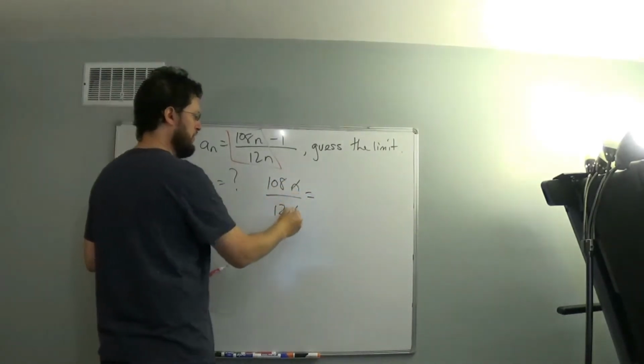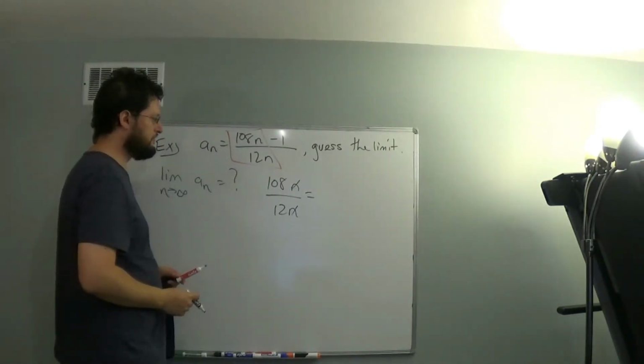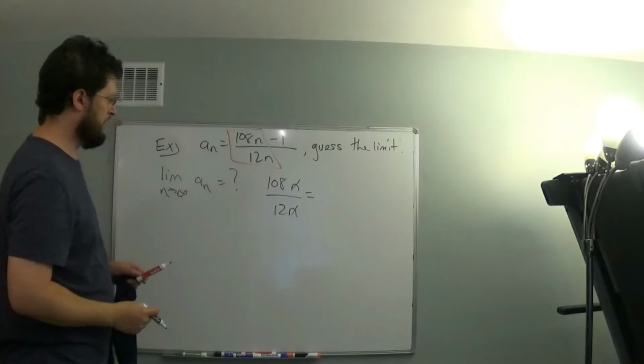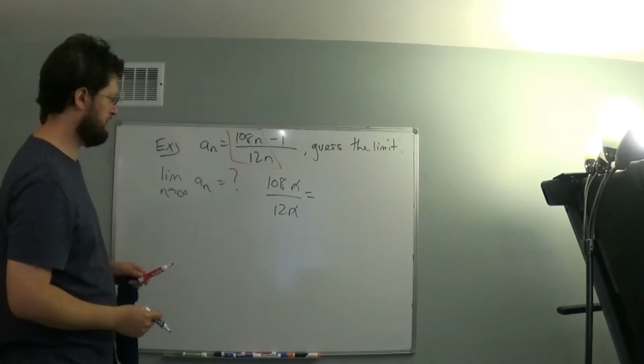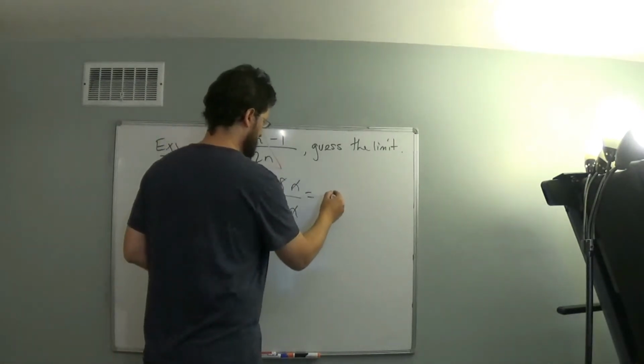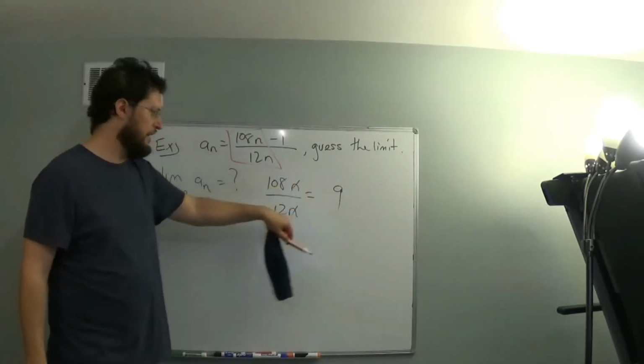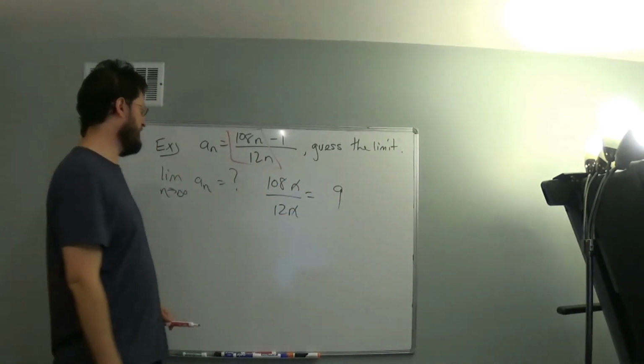The n's cancel, and I get 108 over 12. Let's see, what's that? 9. 12 times 10 will be 120, 12 times 9 is 108. So that is the limit.